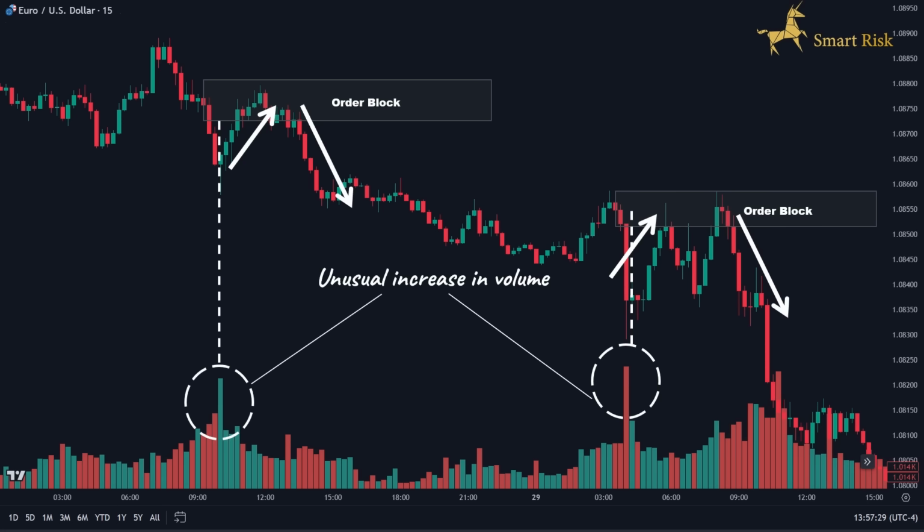This confluence factor is not entirely necessary because it doesn't happen very often. However, keep this confirmation in mind as it provides a strong signal for identifying high-probability demand and supply zones.